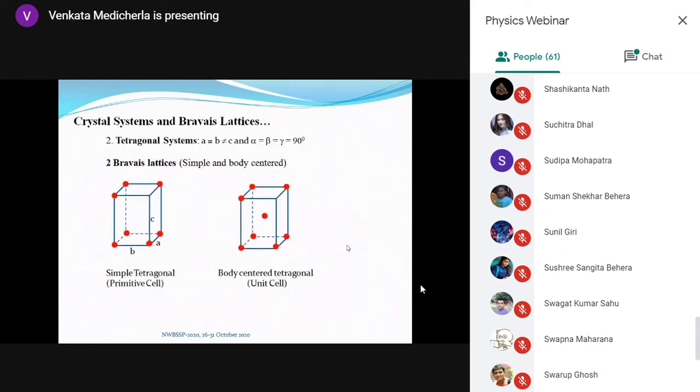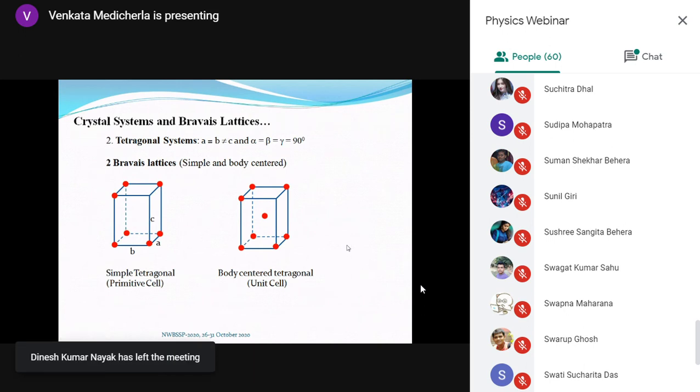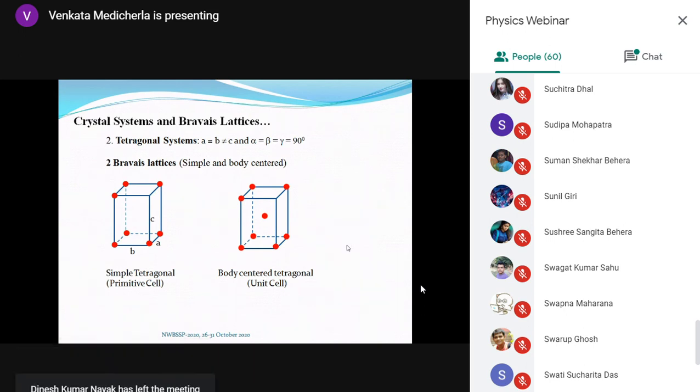Okay. So now the next system is tetragonal. Tetragonal is A is equal to B, not equal to C, but alpha is equal to beta is equal to gamma is equal to 90. In this, we have only two possibilities. One is simple tetragonal, and the other one is body-centered tetragonal. Simple tetragonal means we have atoms only at the corners. It's a primitive cell, and the effective number of lattice points is 1. But in the body-centered tetragonal, the effective number of lattice points is 2.